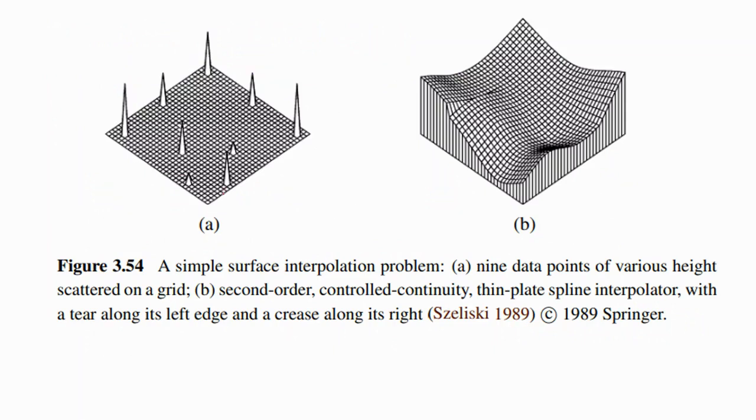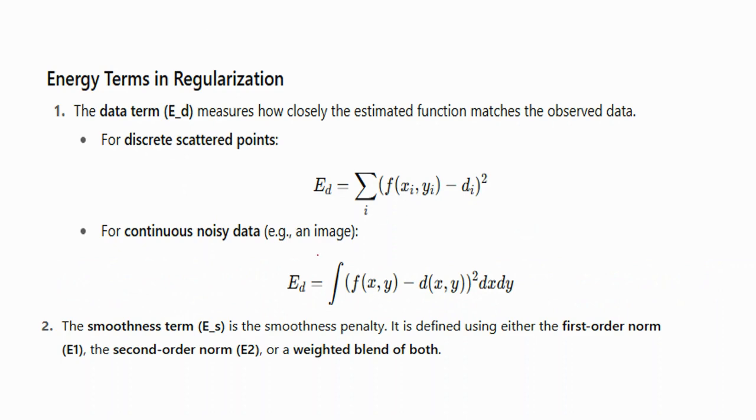A simple example is shown here. Here we have a surface with 9 data points of various scatters on a grid. On applying the second order derivative, we have the transformation of the image from this to this. All the 9 points are blended to produce a surface like this. So with the second order controlled continuity thin plate spline interpolator, it produces an image like this.